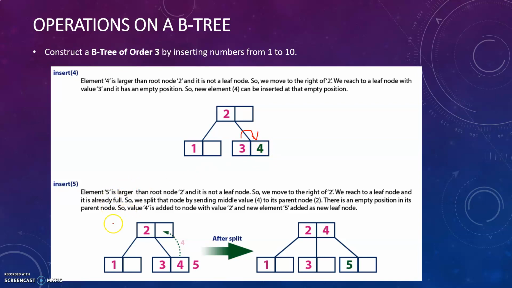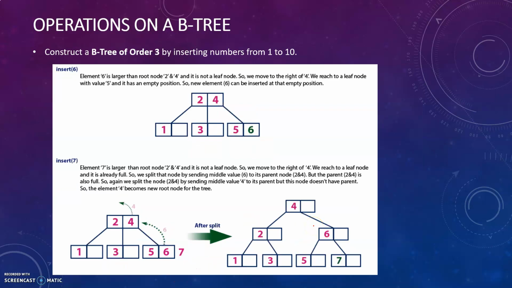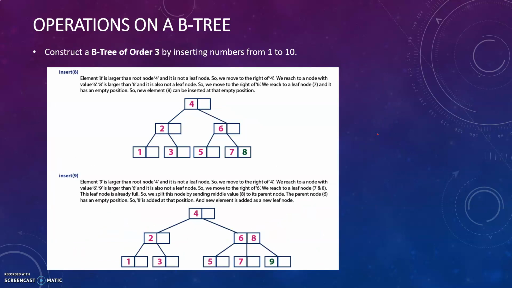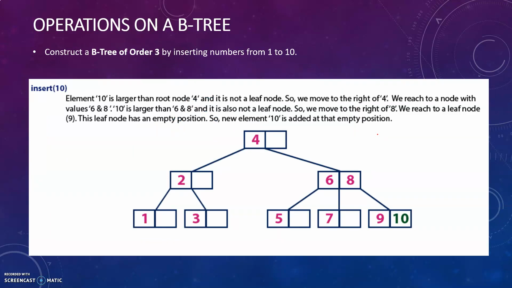For inserting 5, you can see 5 is greater than 2, and greater than 3 and 4. So 5 will be placed here, but the node is full. So you split the node in the middle and you move 4 on top. Since there is a space over there, you place 4 next to 2. Then I want to place 6. As you can see, the same process is continued for placing 6, 7, and in the example 8, 9 and 10. So this is how a B tree insertion is done. I hope you understood this.